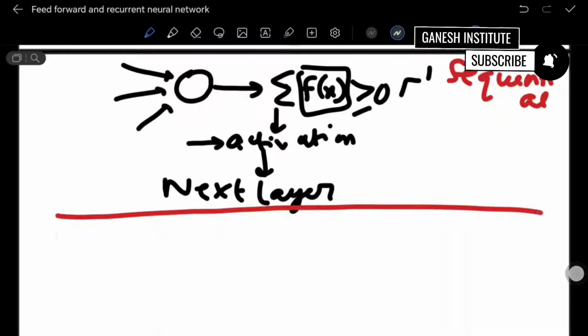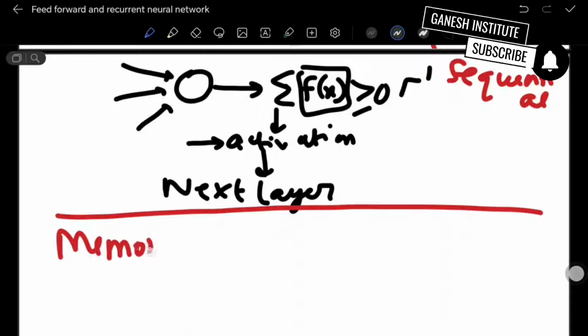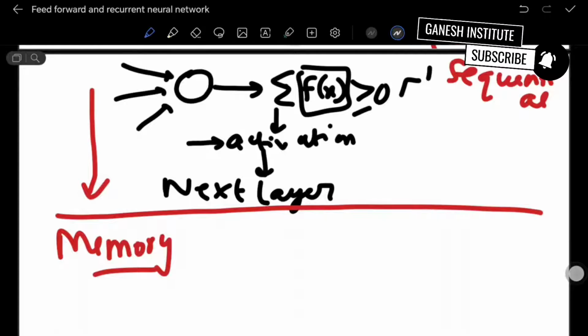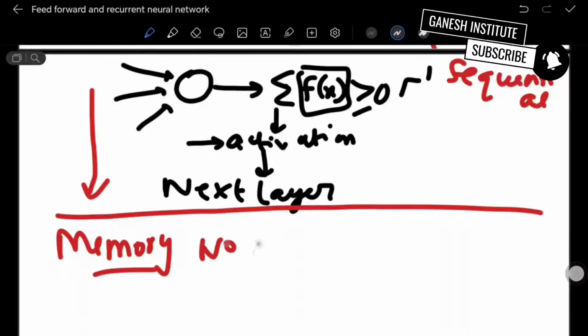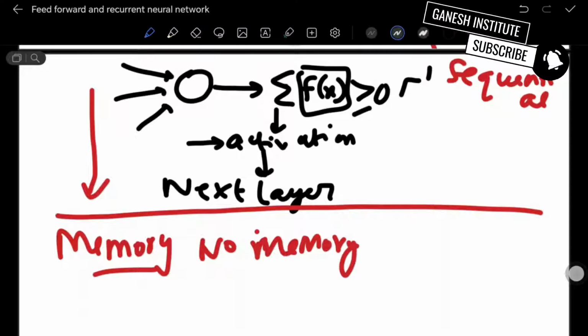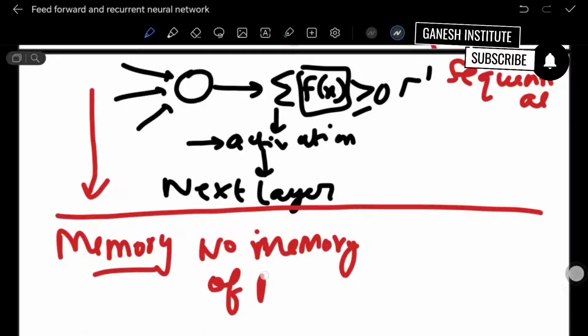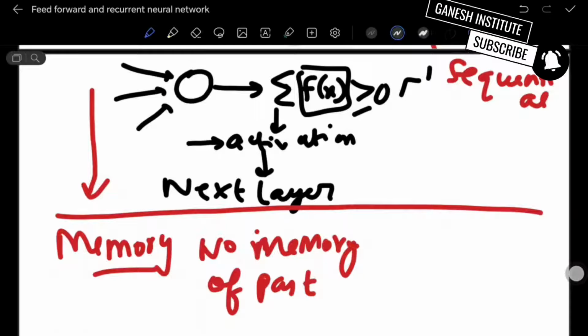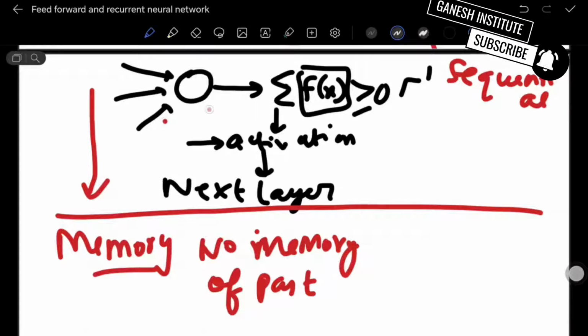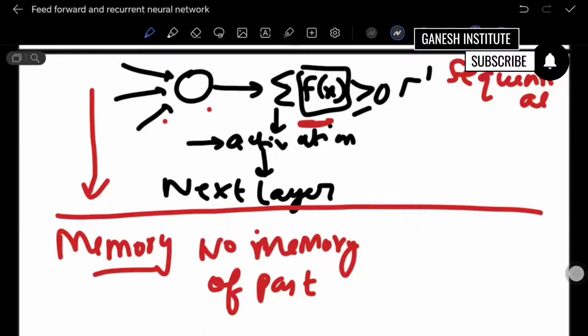And again, if we talk about the memory, as we can see, it is just going in only one direction from previous neurons to the next layer. So no memory of past inputs is considered, okay? Output is totally dependent on the current input, okay? The current one, and then this weighted one.